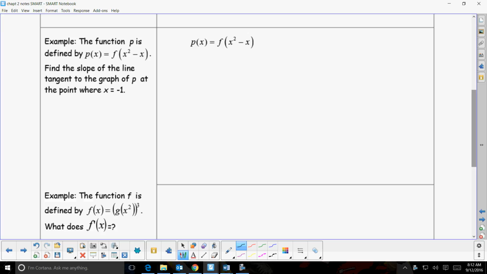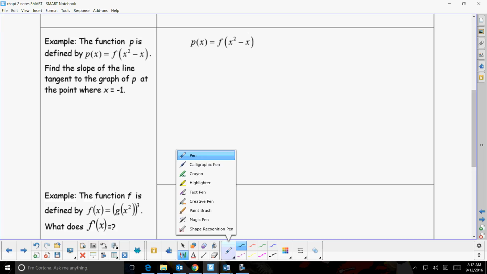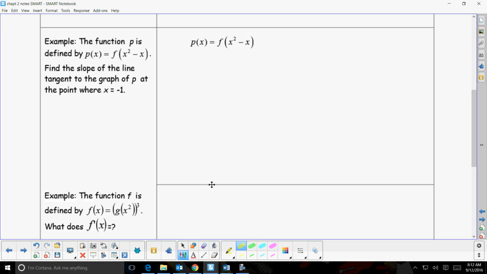In a composition function form, you don't know what f is, you don't know what g is. So we're going to be able to do all these derivatives with just f of x, g of x, h of x, okay? And stuff like that. So here I can definitely see that I have an inside and an outside. So there's the inside.